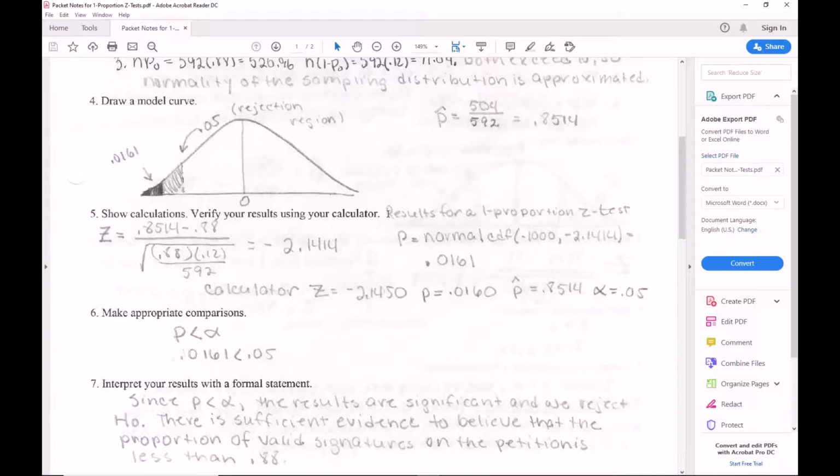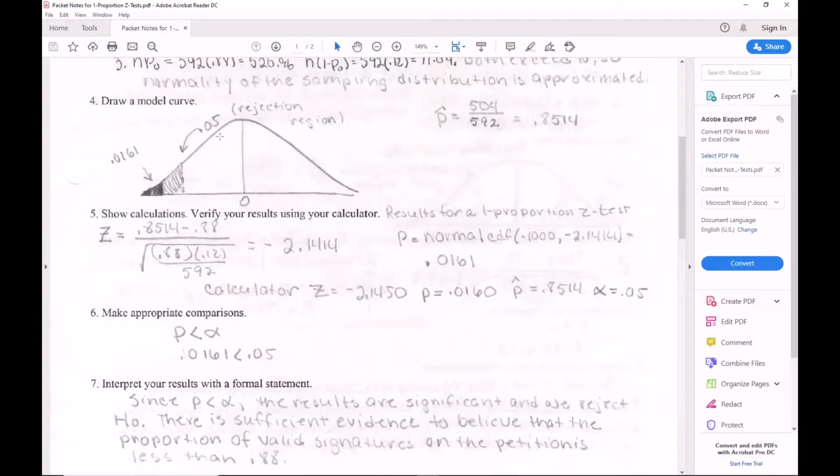So name this results for a one proportion z-test. You can go one prop z-test if you want. And this is going to be negative infinity up to this z value. All right, so normal CDF, negative 1,000 up to 2.1414, and you get this, 0.0161.